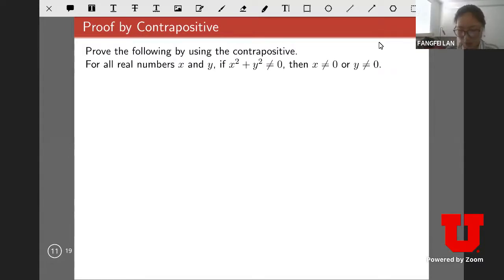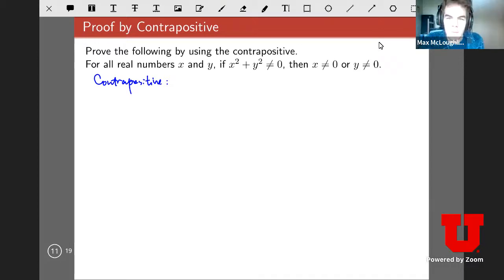Okay, this one's easy. Prove the following by using contrapositive. For all real numbers x and y, if x squared plus y squared is not 0, then x is not 0 or y is not 0. What is the contrapositive, first of all? The contrapositive would be if x squared plus y squared is equal to 0, then x and y both equal 0.